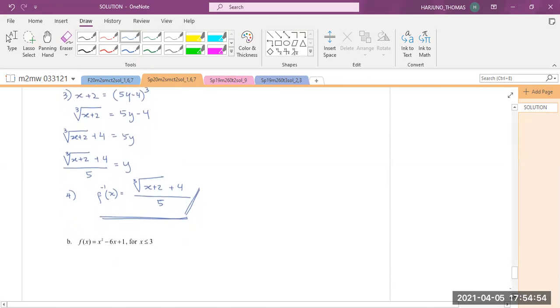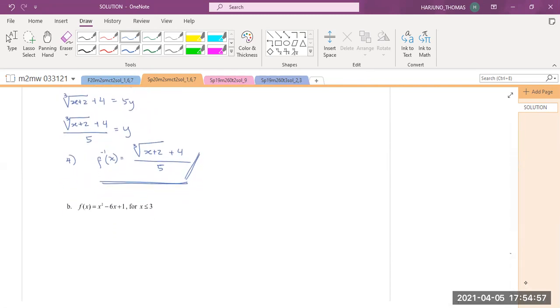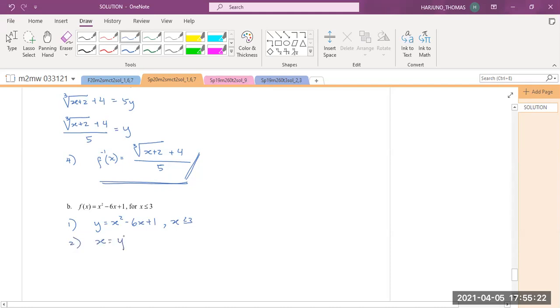For part B, suppose we have this function here, and we have a restriction. So step 1, y equals x squared minus 6x plus 1, where x is at most 3. Step 2, x equals y squared minus 6y plus 1, for y is at most 3.